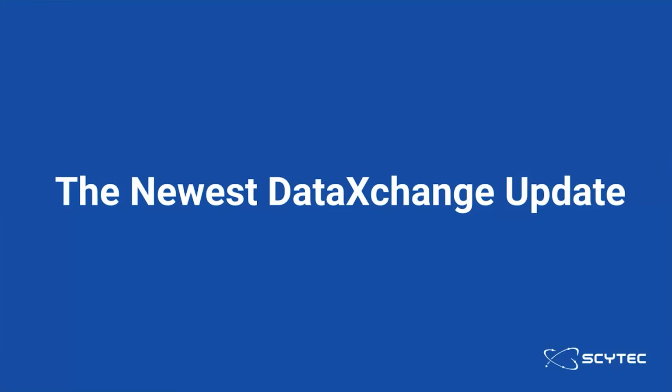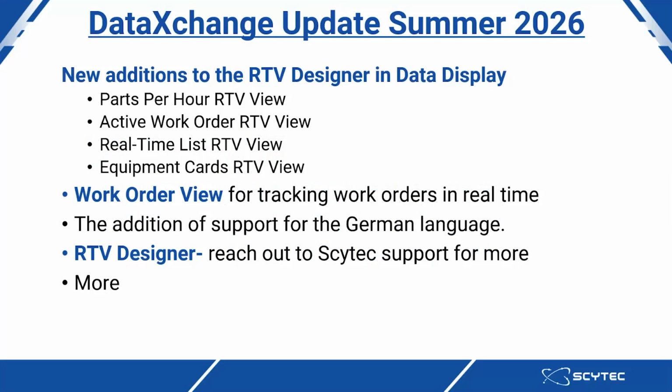And then finally, for the end of this webinar, I'm going to be discussing the newest DataXchange update and adding a little bit more to that active work order view that I talked about earlier. The DataXchange Summer 2026 update saw new additions to the RTV Designer, including a parts per hour RTV view, as well as the active work order that I discussed, and the real-time lists and equipment cards making their way to the RTV dashboard designer inside of Data Display.